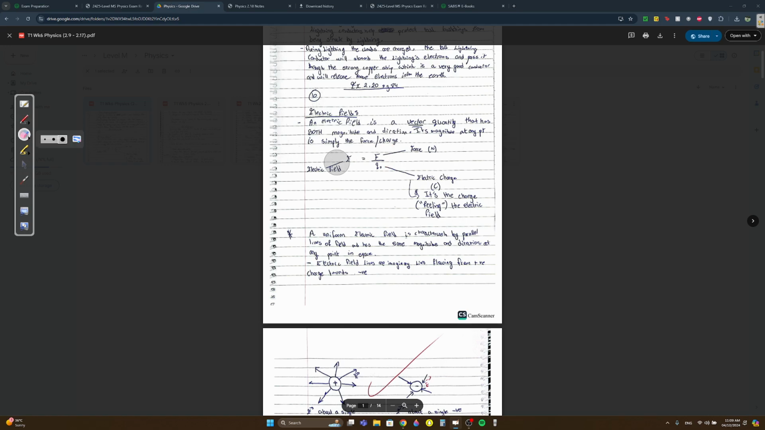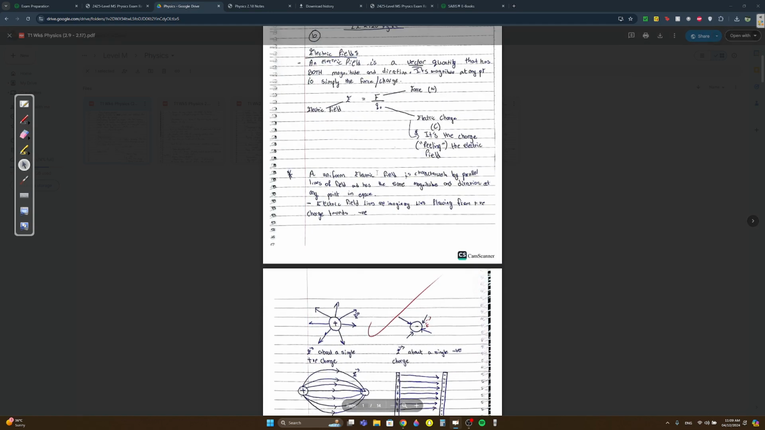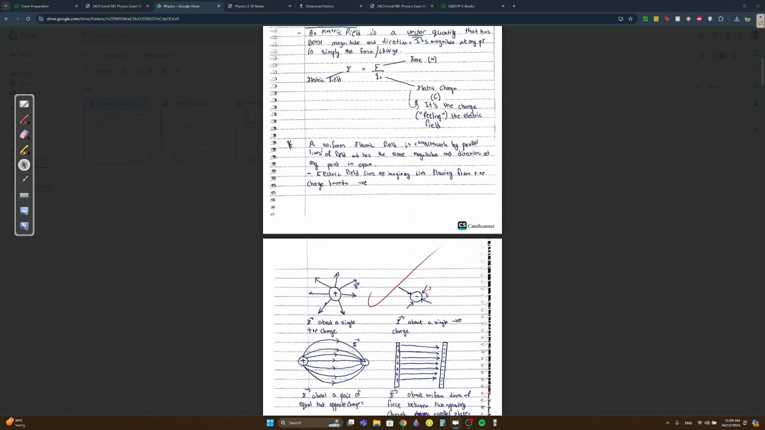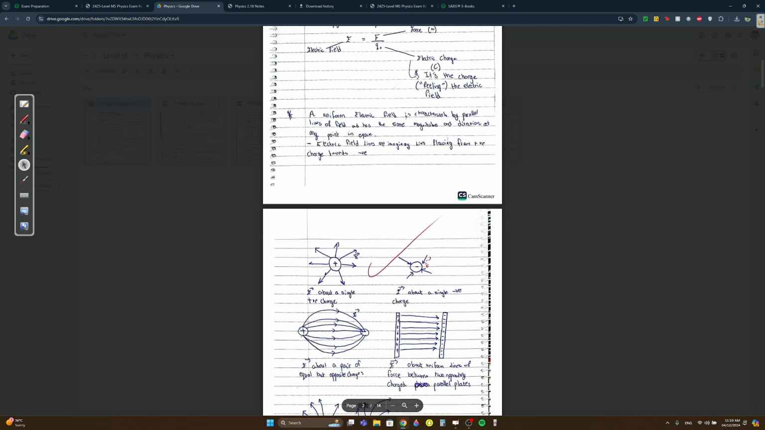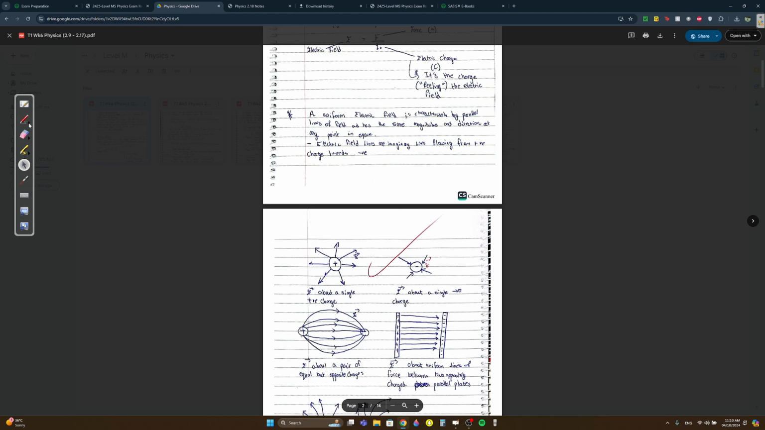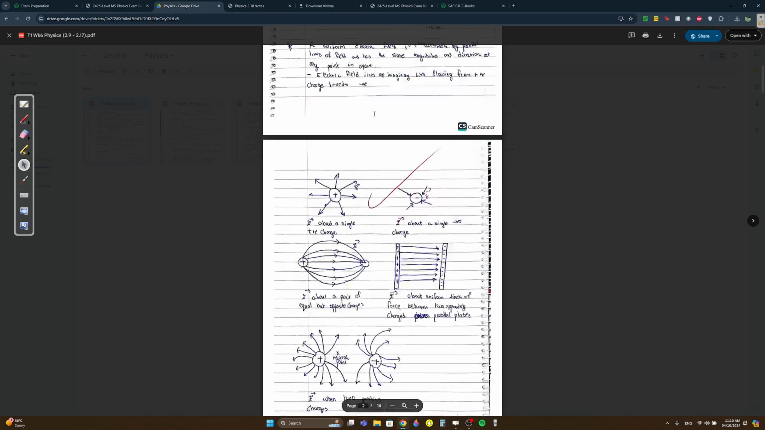So the electric field E, I should have written a vector symbol over here, is equal to F over Q. So a charge is feeling the electric field, right? How much charge is feeling the electric field? So force divided by charge. A uniform electric field is characterized, uniform means balanced, right, by parallel lines of field and has the same magnitude and direction at any point in space. And electric field lines always flow from positive to negative. Why? Because current flows from positive to negative.